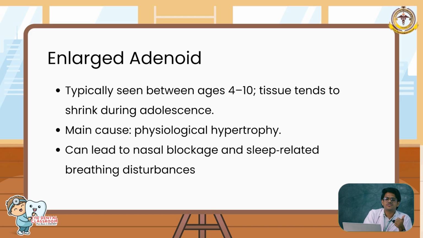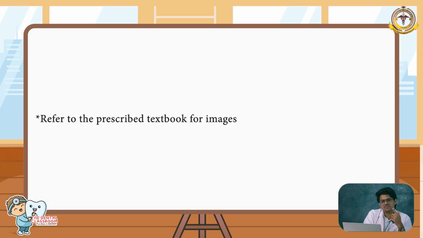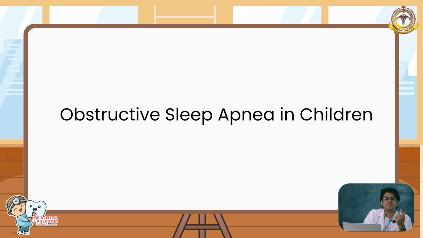The most common cause of enlarged adenoid is physiological hypertrophy in childhood. You can see the picture of the adenoid in the slide. Coming to the complications: nasal obstruction, obstructive sleep apnea. And the sleep apnea is nothing but because of the hypertrophy associated with the hypertrophy of the lymphoid tissue of the Waldeyer's ring. Coming to obstructive sleep apnea, very important point.